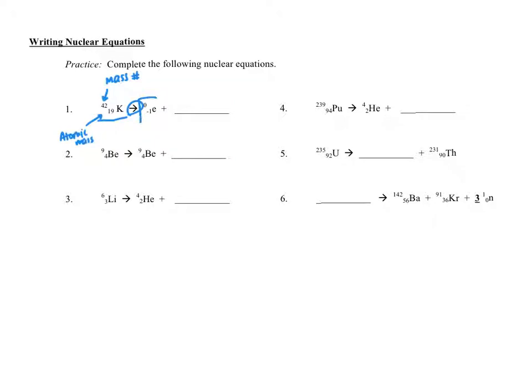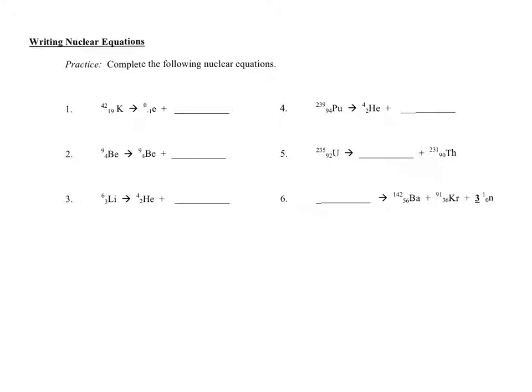You're either going to be given the particle that comes out and asked to do what we call the daughter nuclei, which is the thing that comes out of it. Or like down here, you're going to be given the daughter and then have to figure out what particle comes out. So it all starts with what we call the parent nuclide. It's the one that starts the reaction. It's the one that decays. It's the radioactive one.